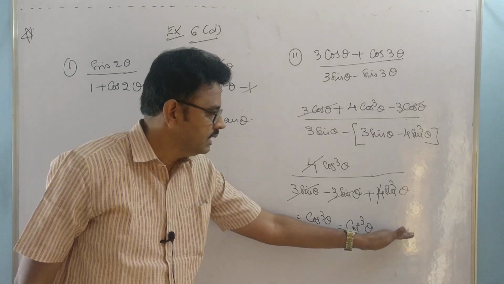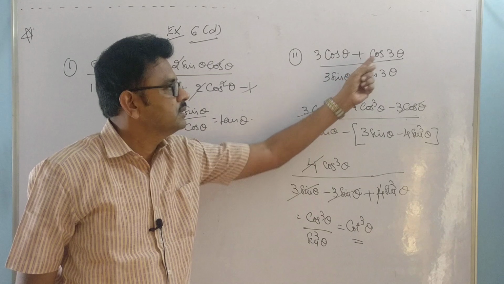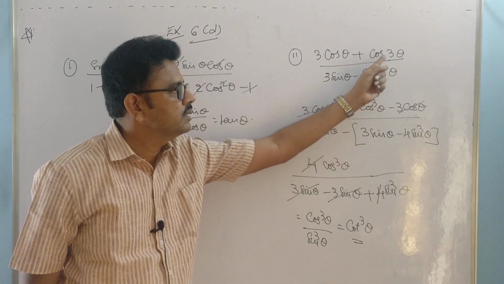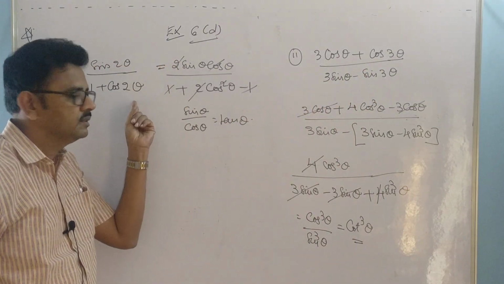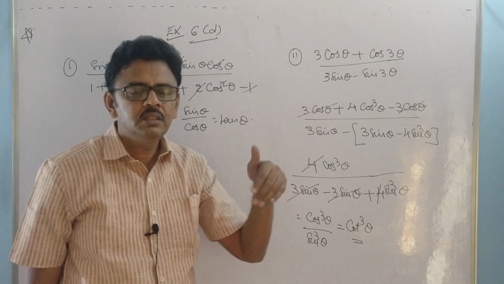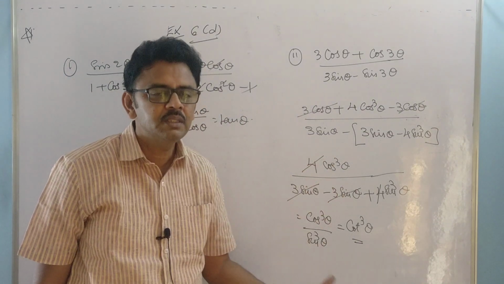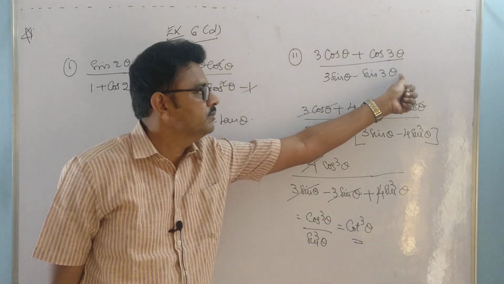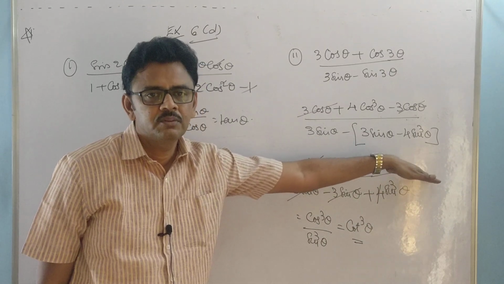So for the next class you have to practice the formulas, because all are formulas: cos 2 theta, sin 3 theta, cos 3 theta, and sin 2 theta. We derived sin 2 theta, cos 2 theta, sin 3 theta, cos 3 theta in this class only. So for the next class you have to practice these formulas well, then you will feel very comfortable with the continuation topics. Okay, thank you.